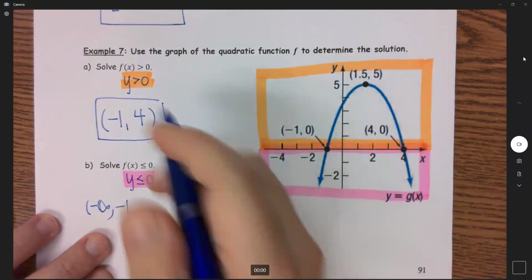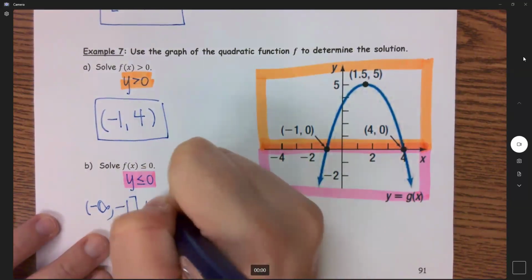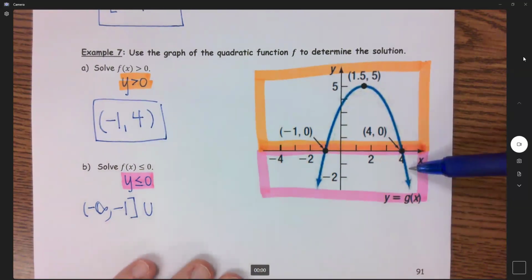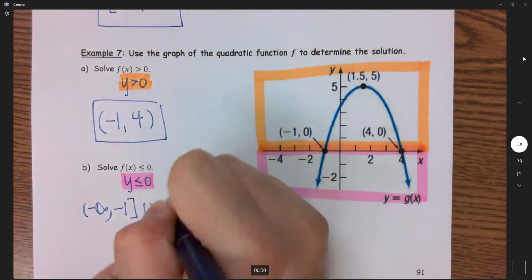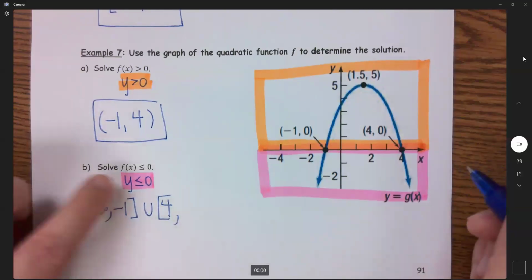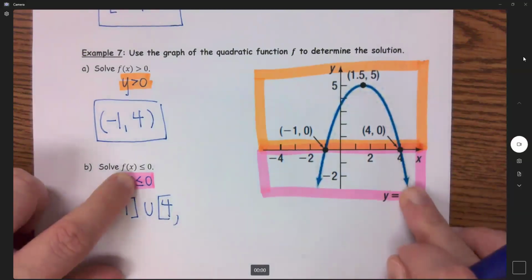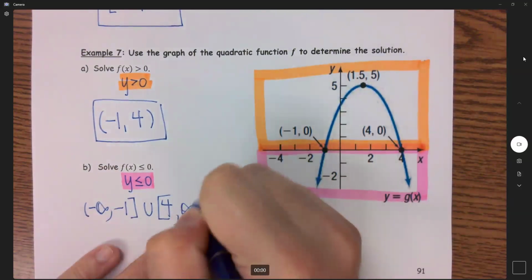Because it's or equals to, that's a bracket. And then the union, talk about this side here. At 4, you have your x-intercept. So at 4 with a bracket, because it's or equals to. And then it's going to keep going forever to infinity.